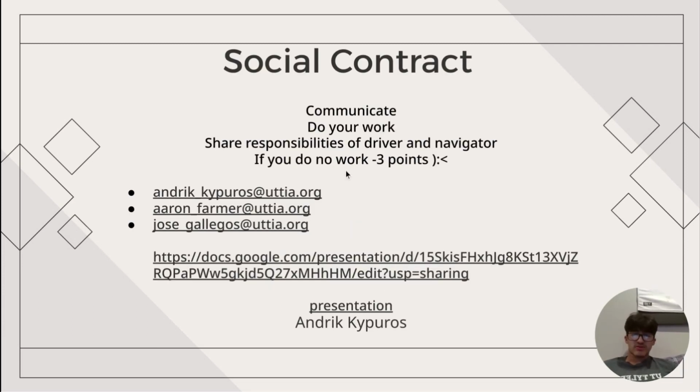So here's our social contract. You can see the rules we made, such as if you do not do any work, -3 points, even though you'll probably get a 0. Here's our emails, except for Kenzie's. She hasn't added hers yet. Here's the link to the Google Doc.